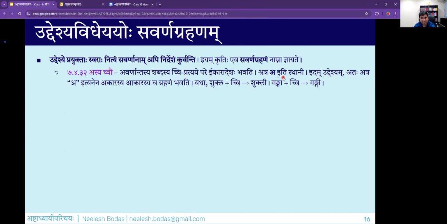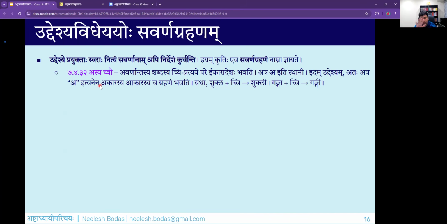So a is the sthani. This is the uddesha because it is indicated in shashti. Uddeshas are in panchami, shashti, saptami. So this uddesha will include a as well as ā. So shukla, which is hrasva akaranta shabda, will get i. Shukli bhavati. Ganga, that is an akaranta word, will also get i. Gangi karoti. So in this particular way, the swara used in an uddesha will always do the savarna grahanam.